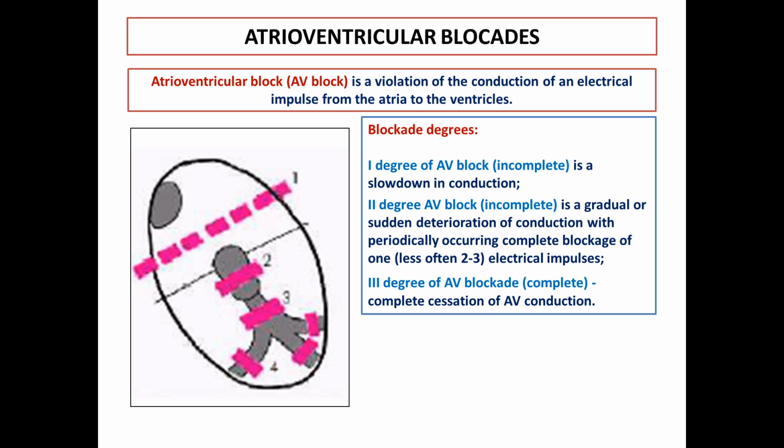AV blockages. AV blockage is a violation of conduction of the electrical impulse from the atria to the ventricles. We distinguish 3 degrees. First degree is characterized by a slowdown in conduction in the AV node. Second degree is gradual or sudden deterioration of conduction with periodically occurring complete blockages of 1, less often 2, 3 electrical impulses. And third degree, this is complete blockage, complete cessation of AV conduction.